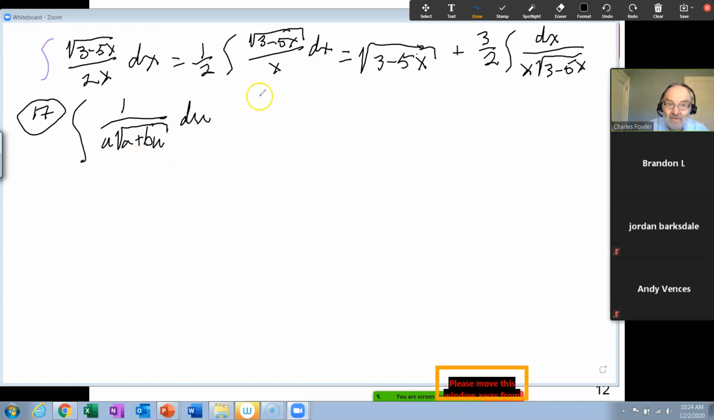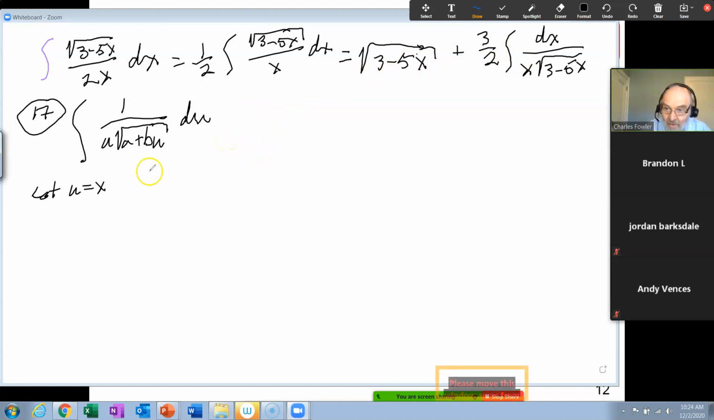Okay, that looks a lot like this, right? Okay, now in looking at that, I would say let u equal x, because everywhere you see an x up here, you see an equivalent u down there.